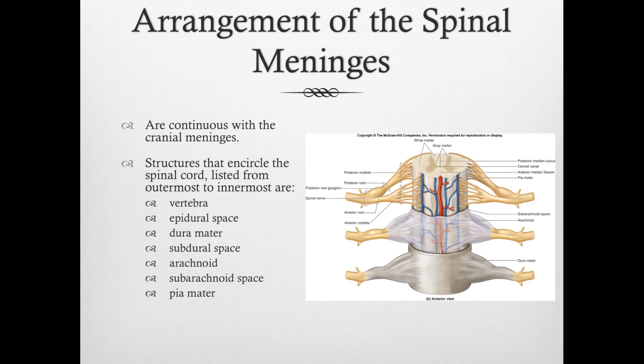Now, just deep to the epidural space, we see the dura mater, which we've already discussed, the same dura mater that's on the brain. Deep to that is the subdural space, again, the exact same structure. Deep to that is the arachnoid mater, or arachnoid. Same structure here as well. Then the subarachnoid space, and then finally the pia mater. So it's really only the vertebra and epidural space that differ here.